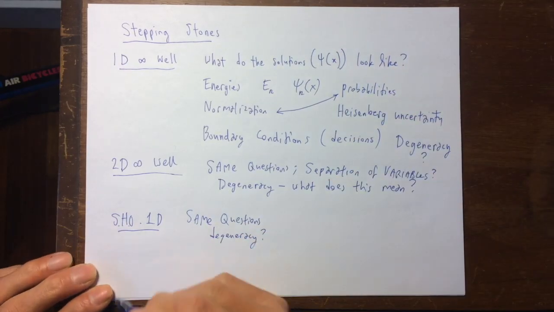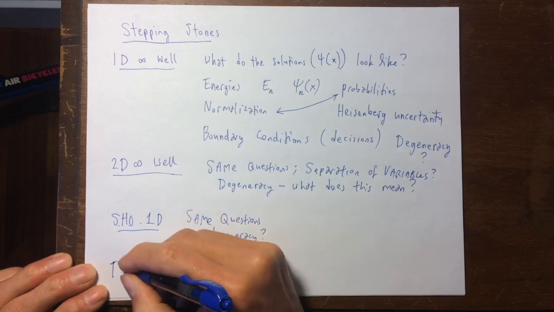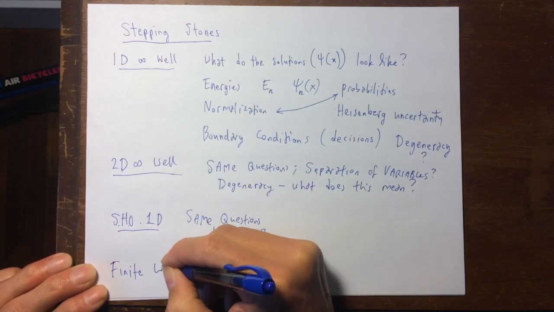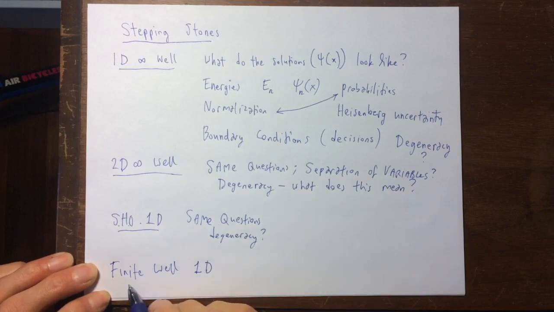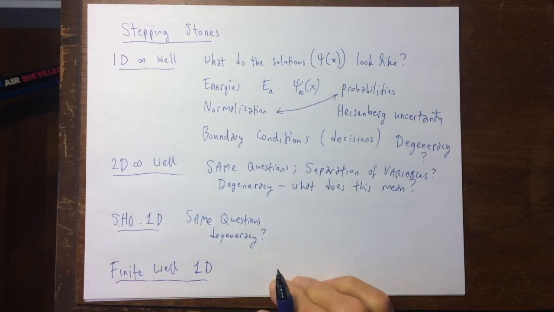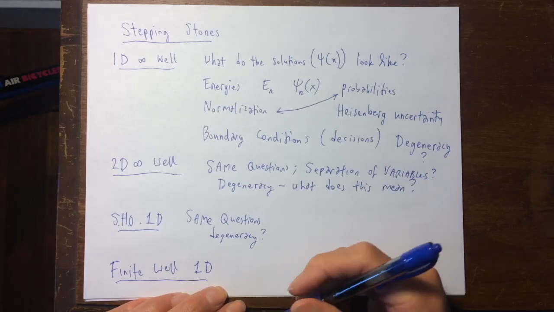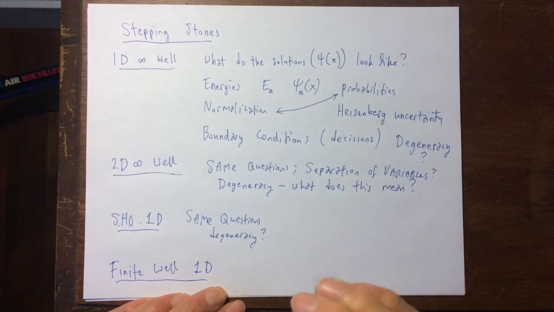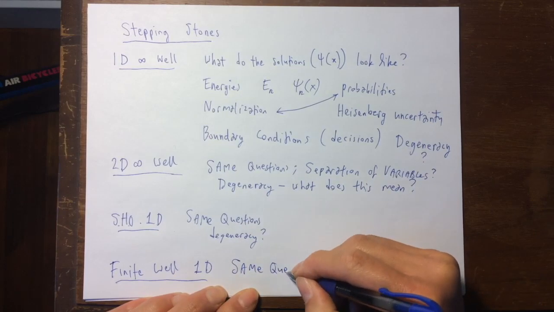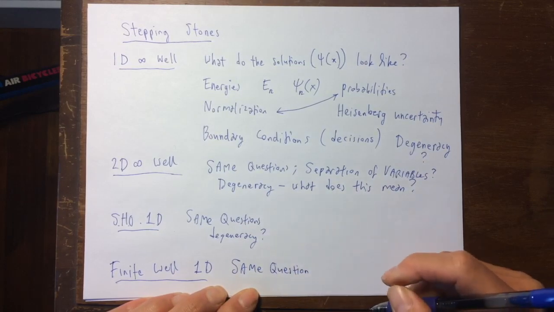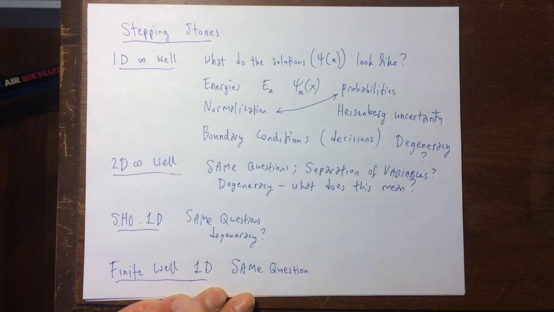And then the last one was the finite well. And in particular, in this chapter, you just study the one-dimensional finite well. Same questions again. What do the wave functions look like? How many of them are there? What's interesting here is there's actually a very, very important qualitative change that occurs.